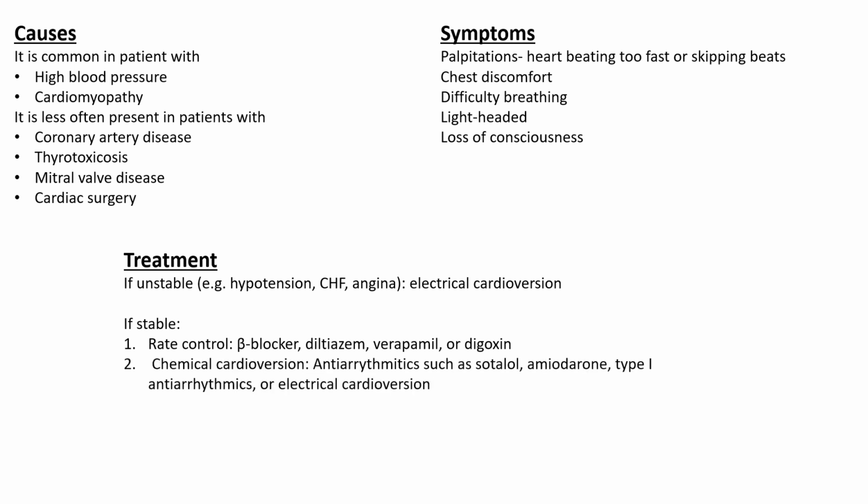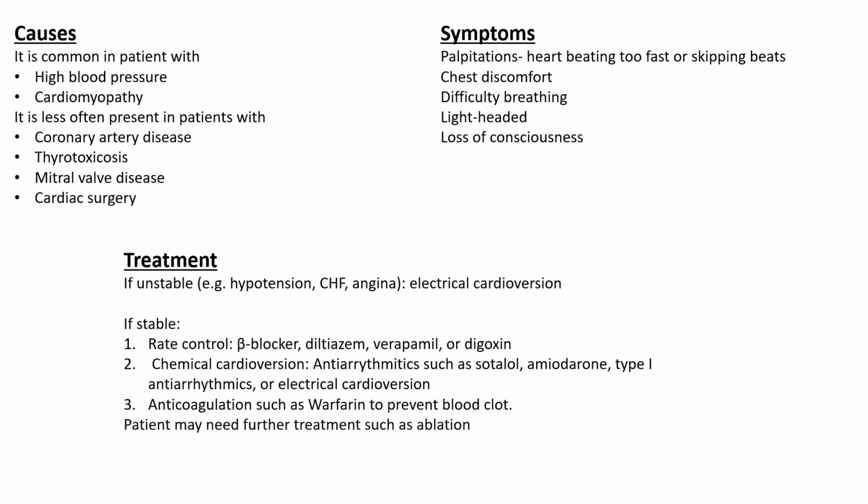calcium channel blocker. Chemical cardioversion with antiarrhythmatics such as sotalol, amiodarone, or type 1 antiarrhythmatics, or it can be done by electrical cardioversion. Anticoagulation such as warfarin to prevent blood clot. Patient may need further treatment such as ablations. It may be used to destroy some tissues in the heart to prevent abnormal firing.